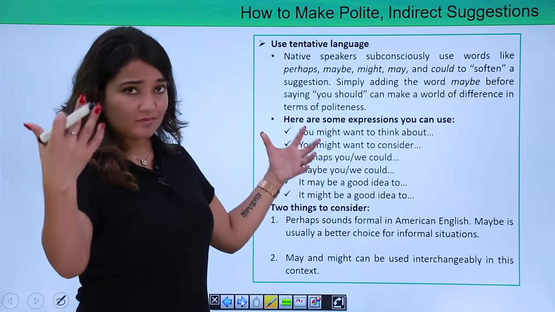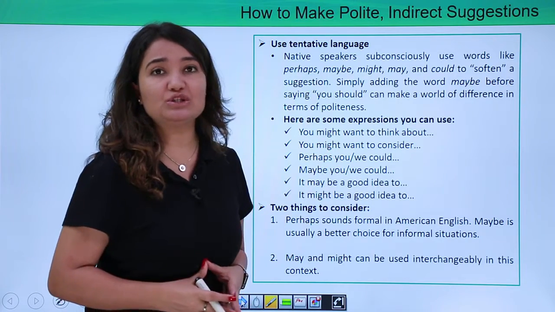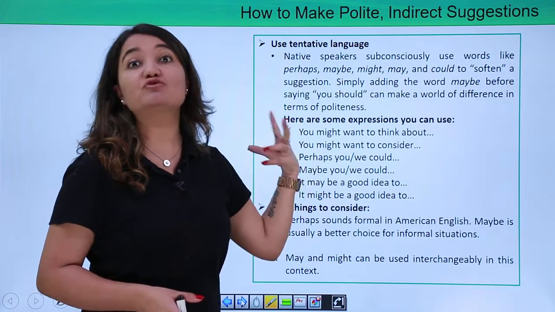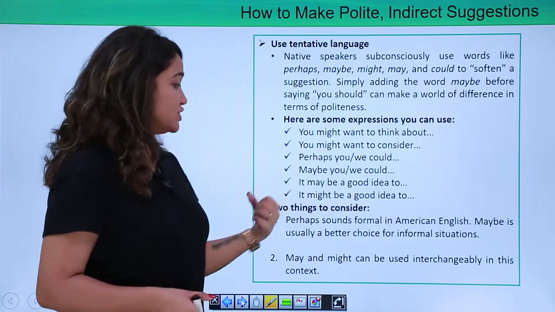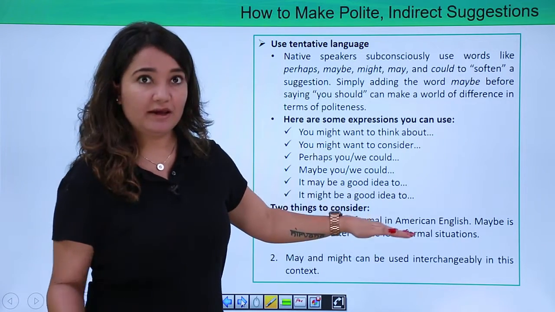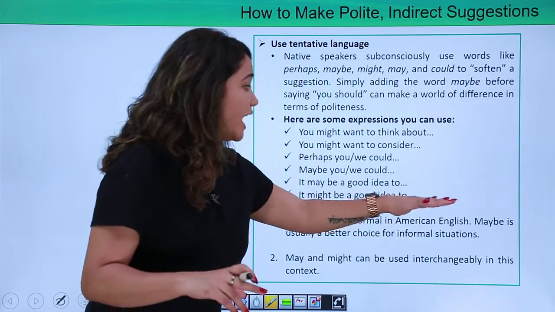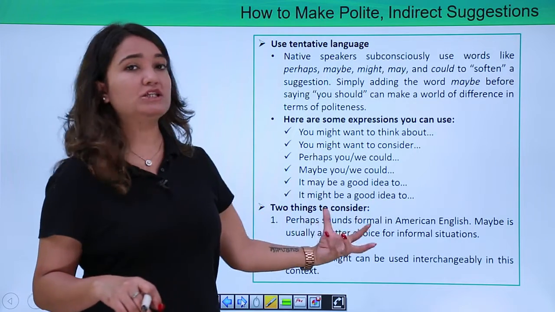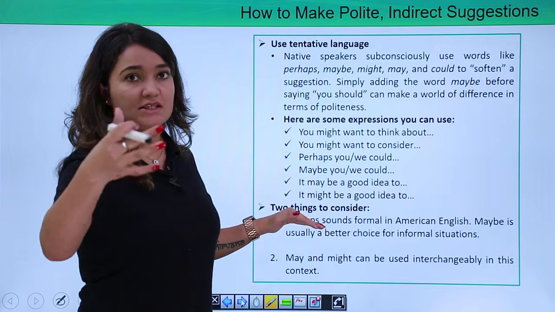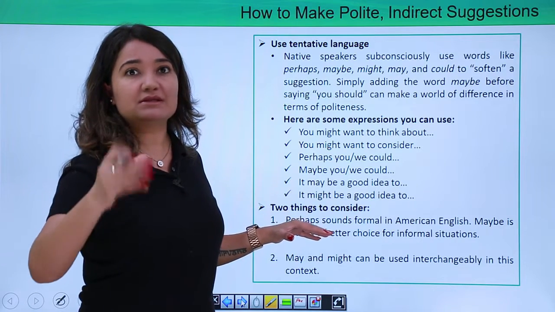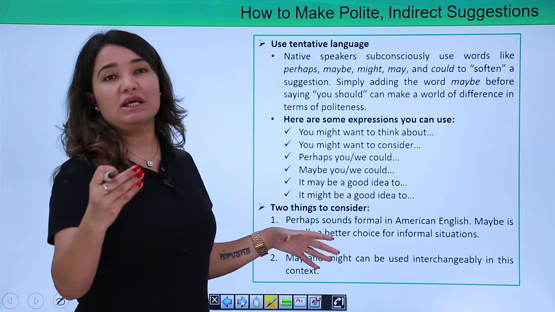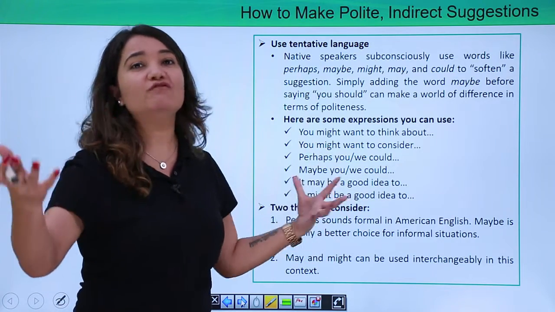Okay, there are certain things you need to consider while using these words which soften your suggestion. The word perhaps sounds formal in American English, and maybe is usually a better choice for informal situations. So perhaps is more used by Americans in a formal situation, whereas maybe is used in more informal situations.